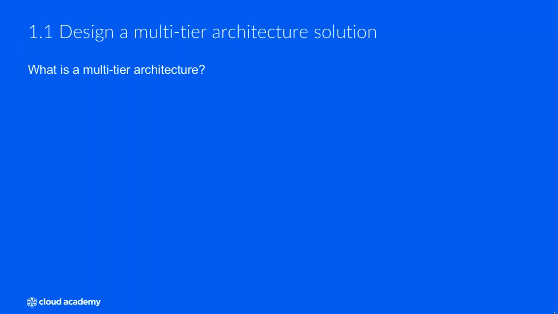Sounds perfect to me. So let's dive into the first of the four subdomains of domain one, which is design a multi-tier architecture solution. So let's look at the kind of things you need to be aware of when being assessed on this point. So firstly, what is a multi-tier architecture? Do you want to answer that, Will?